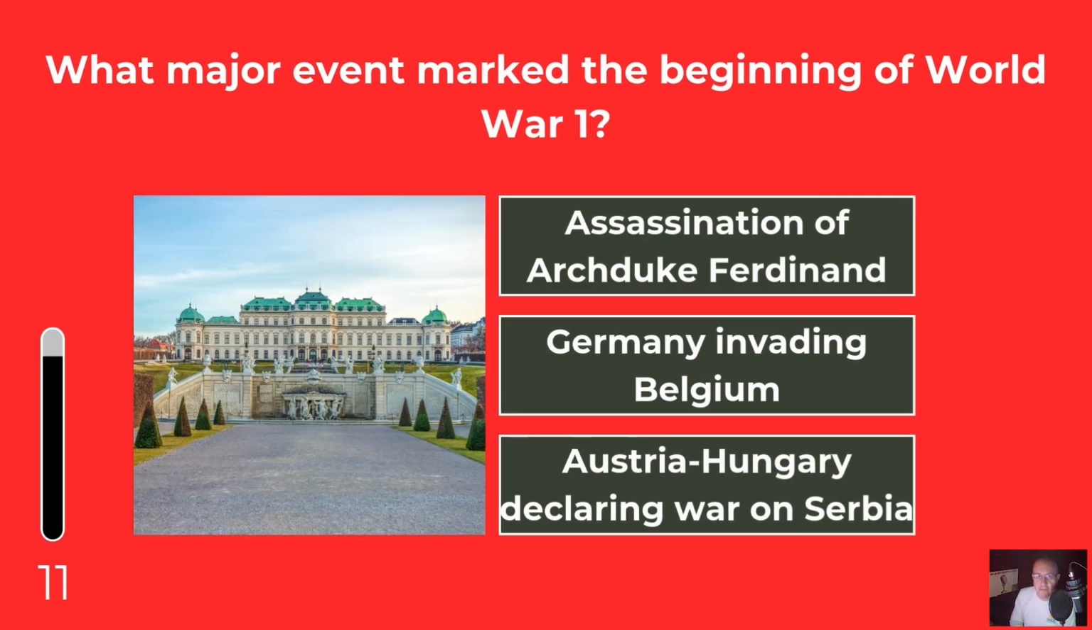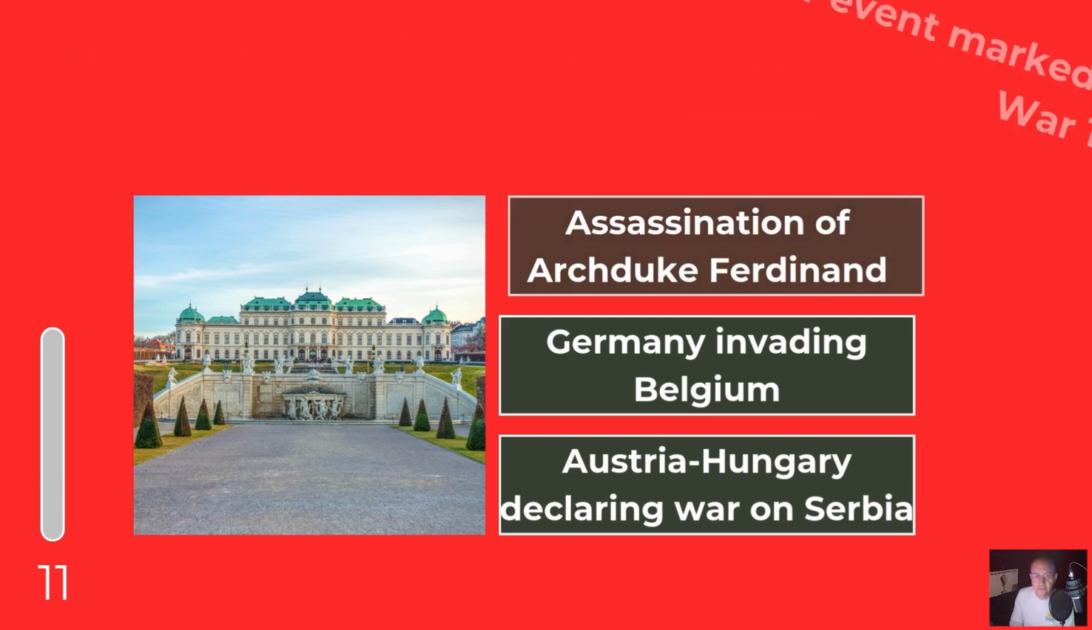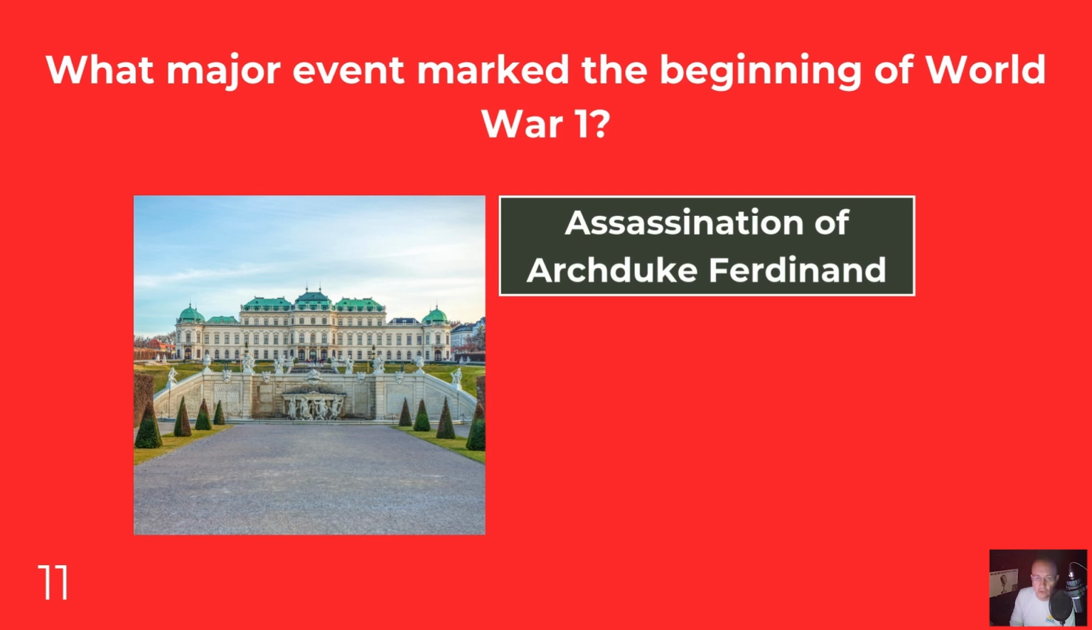What major event marked the beginning of World War I? Was it the assassination of Archduke Ferdinand? Was it Germany invading Belgium, or Austria-Hungary declaring war on Serbia? The major event starting World War I was the assassination of Archduke Ferdinand.